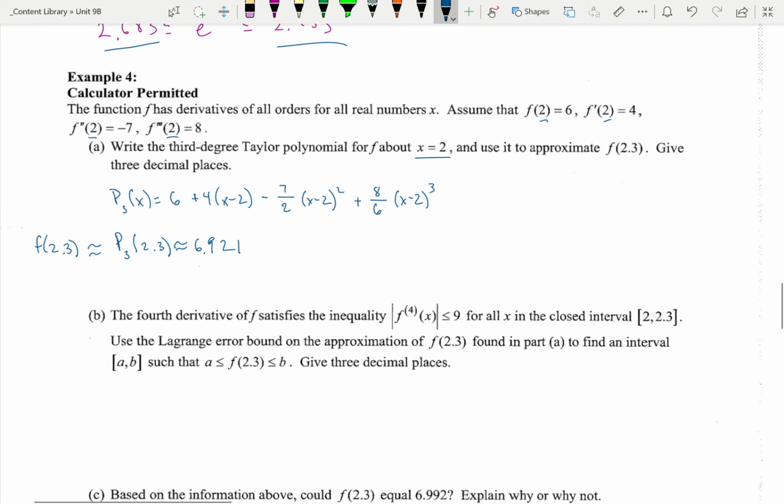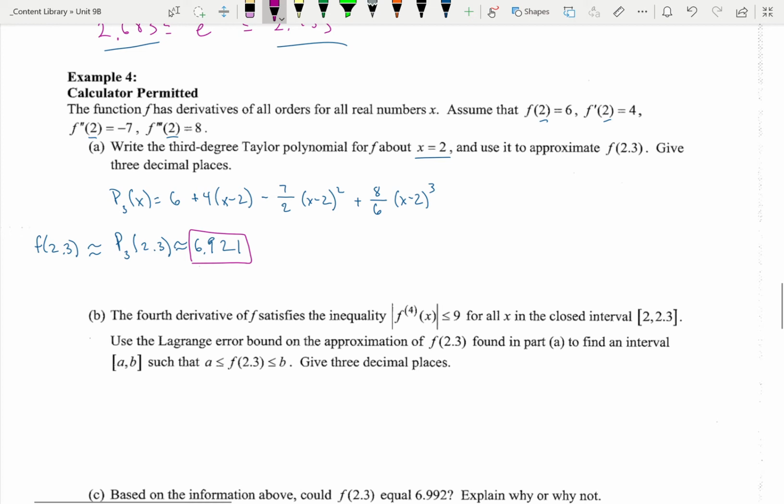All right, fantastic. So that is what f of 2.3 is approximately. So that is part A finished. Okay, we haven't used the error bound yet, but we are about to. It says the fourth derivative satisfies that inequality.